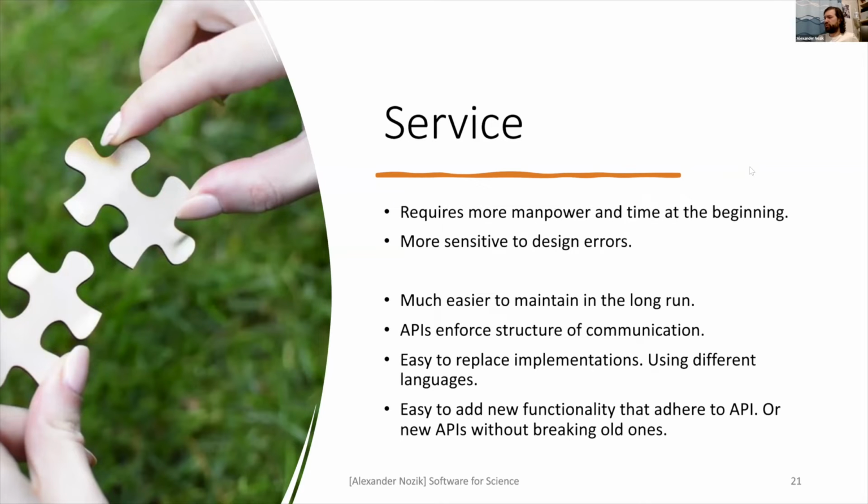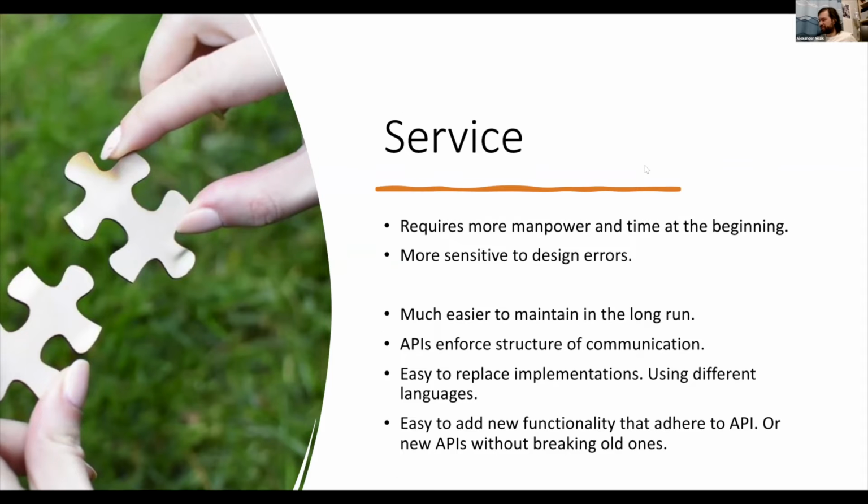For services, you require more manpower to begin with, to create the initial architecture, and it's much more sensitive to design error. So if you make an error in a monolith, you will just refactor and fix that. If you make an error in the service design, then you will have to wait for a new version to fix this error, because you need to break this API to do that.